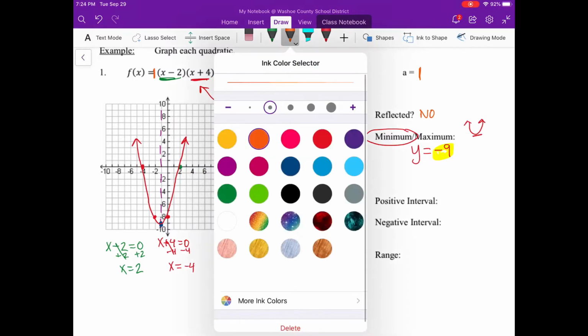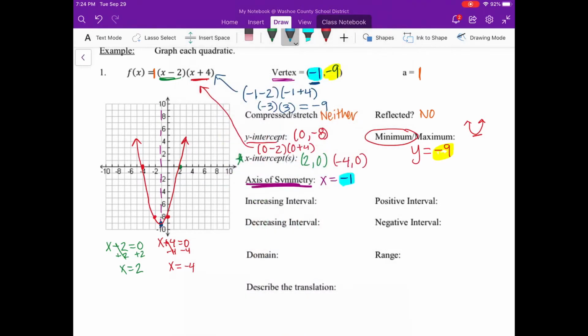Next thing that I need to find is the increasing and decreasing interval. So increasing, you want to think about which part of your graph has a positive slope. And looking at this half of my graph has a positive slope. For increasing, decreasing, positive, and negative, all of those values should be x values. So think about what is that x value where that starts increasing. That is at -1, and it continues increasing until positive infinity, forever to the right.